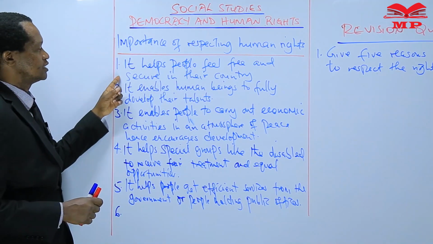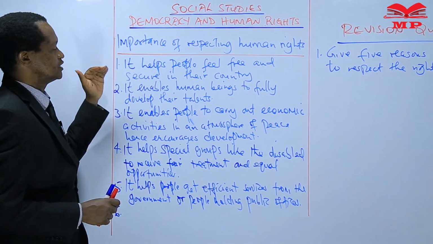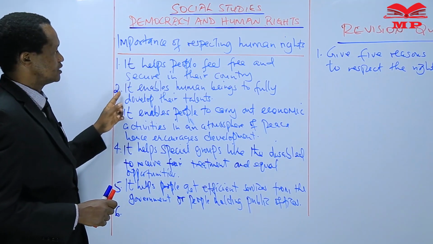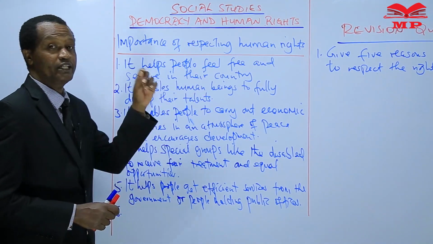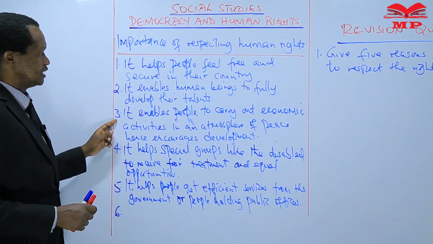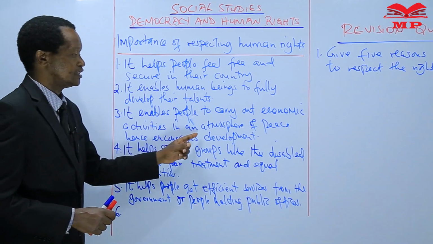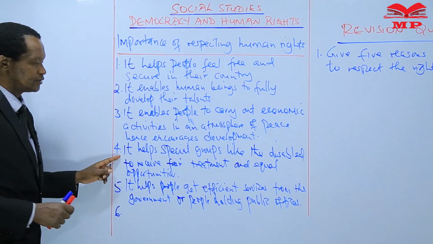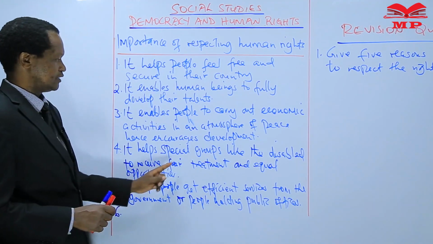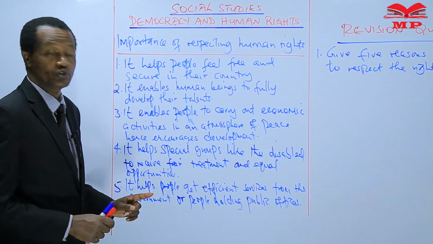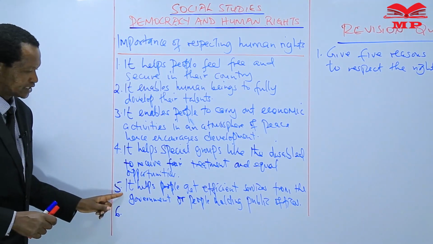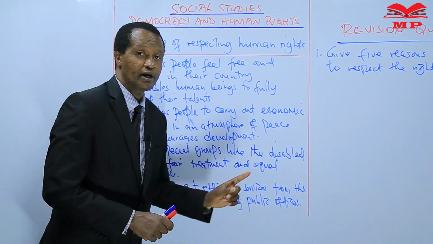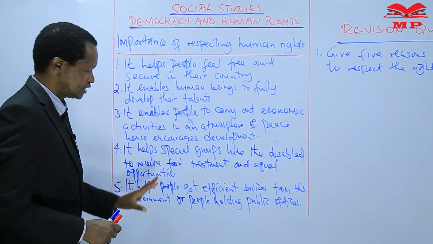The first point is that it helps people feel free and secure in their country. Number 2, we learned that respecting human rights enables human beings to fully develop their talents. Number 3, it enables people to carry out economic activities in an atmosphere of peace. Number 4, we saw that it helps special groups like the disabled to receive fair treatment and equal opportunities. Then lastly, we learned that it helps people get efficient services from the government or people holding public offices. That's what we learned in our last lesson.